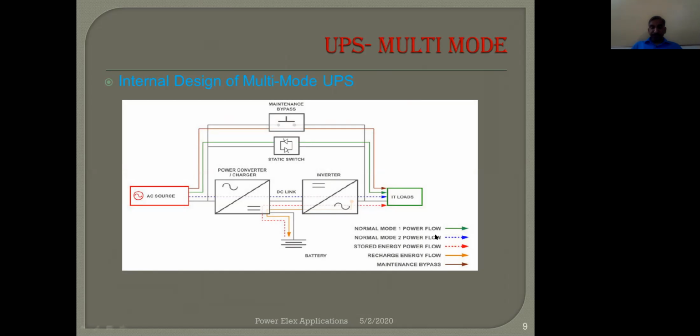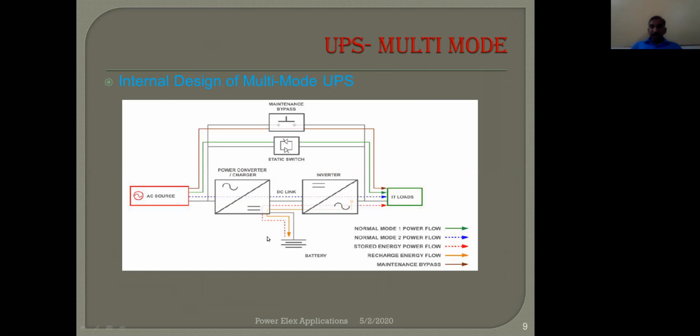So how does it work? See, AC mains is present, normal power flow, green line, this static bypass goes to load. Fine. Double conversion, normal power flow: AC mains, controlled converter, DC, DC link, inverter, power fed to the load.